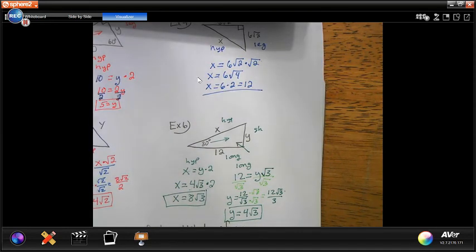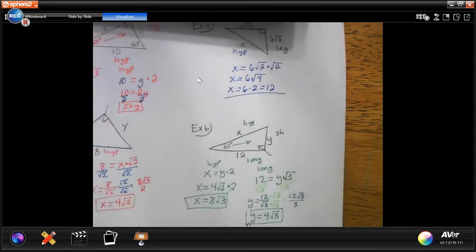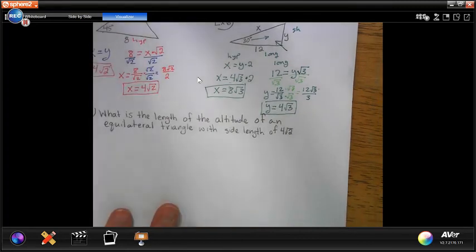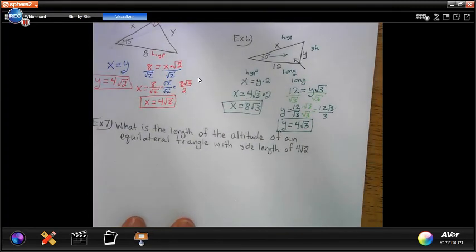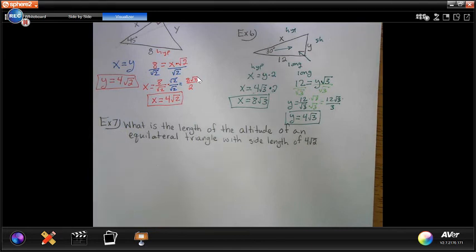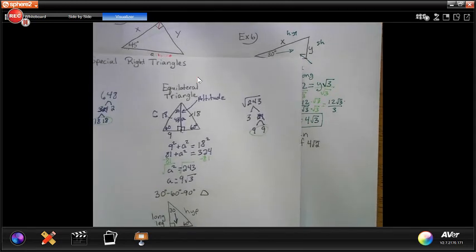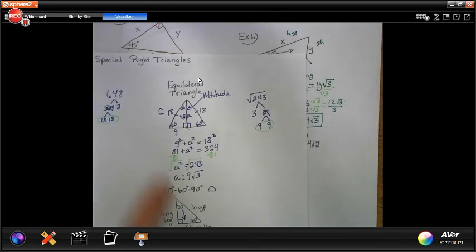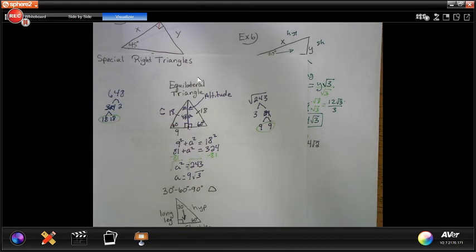Okay, I have one more problem. A little bit more critical thinking on this. It says, what is the length of the altitude of an equilateral triangle with side length of 4 radical 2? Okay, equilateral triangle. I started out my lesson with an equilateral triangle. Well, I mean, not the start, because I started with a square. But right after that, I talked about an equilateral triangle. I also talked about an altitude, okay?